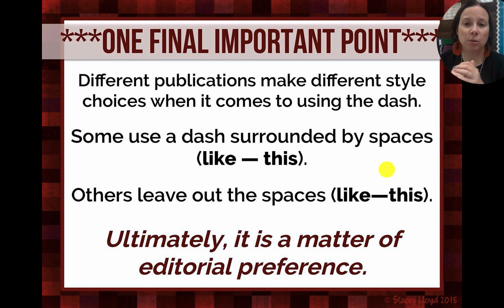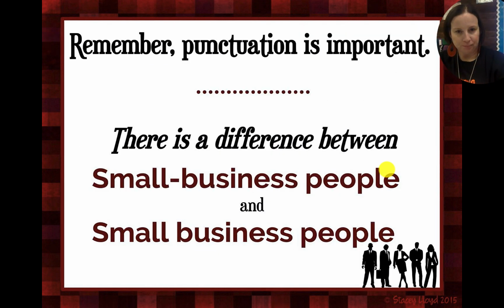Also, just to let you know, the way you type a dash is 2 hyphens. So you'll type like, hyphen, hyphen, this, then space. Now in Google Docs, it doesn't change. I'll be able to see the 2 lines. Okay, if you were typing in Microsoft Word, it would actually change it into a dash. So just giving you that heads up. Punctuation is important. There is a difference between small business people and small-business people.